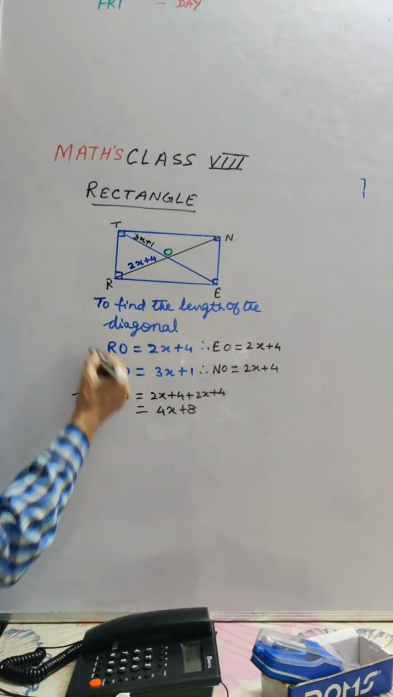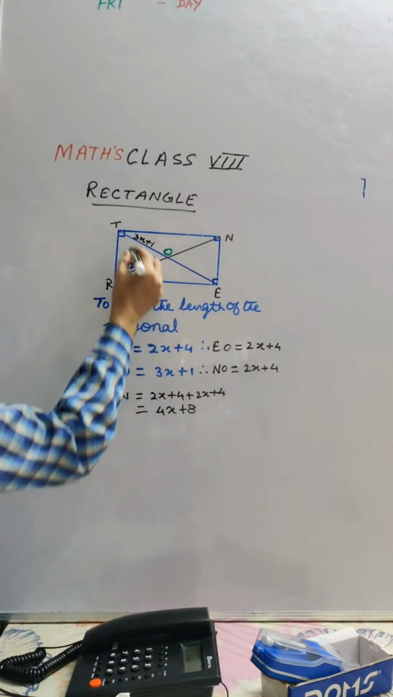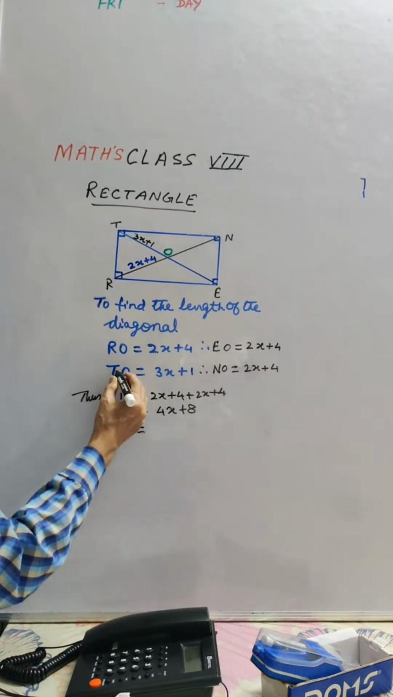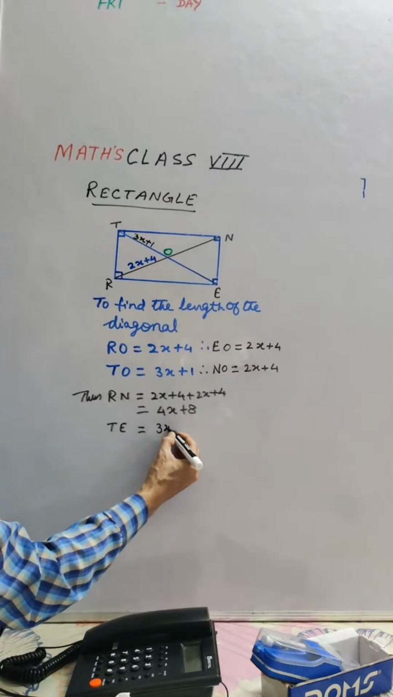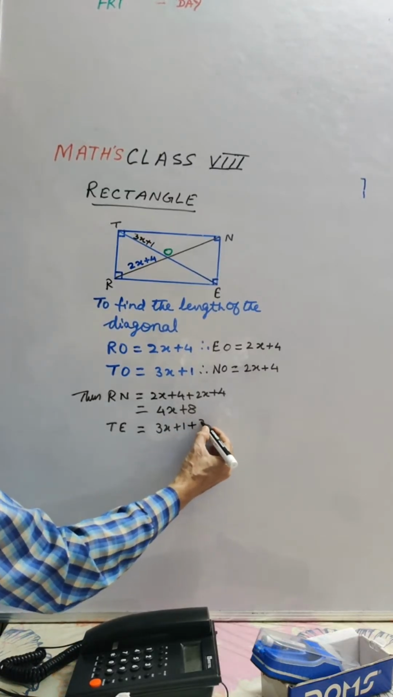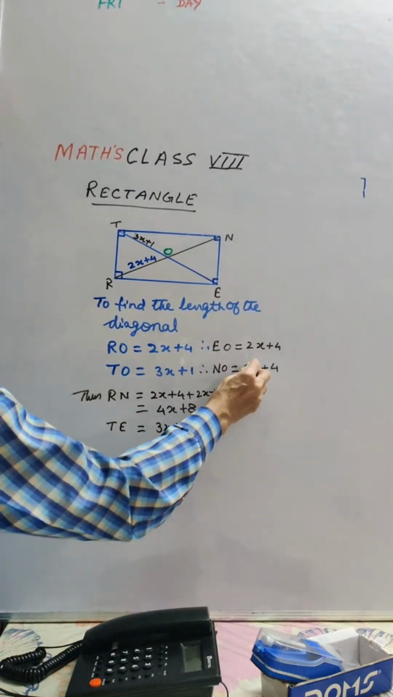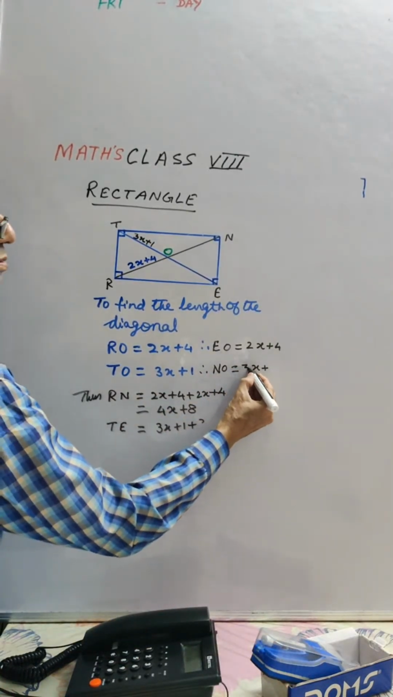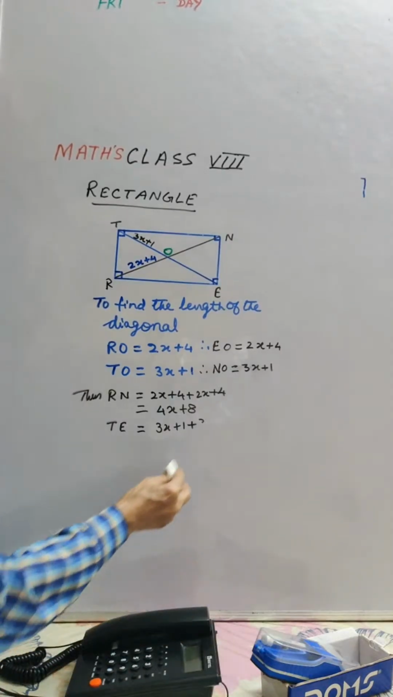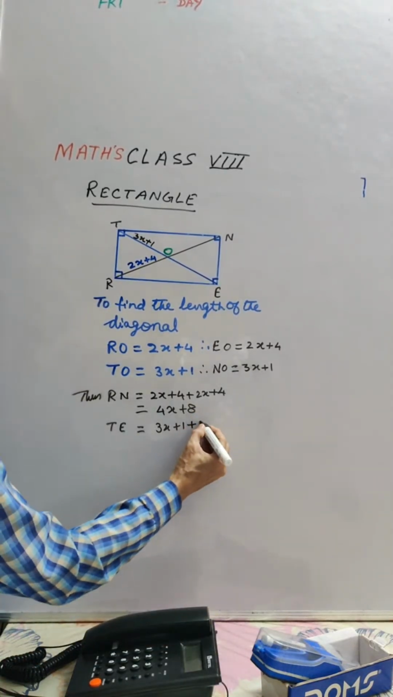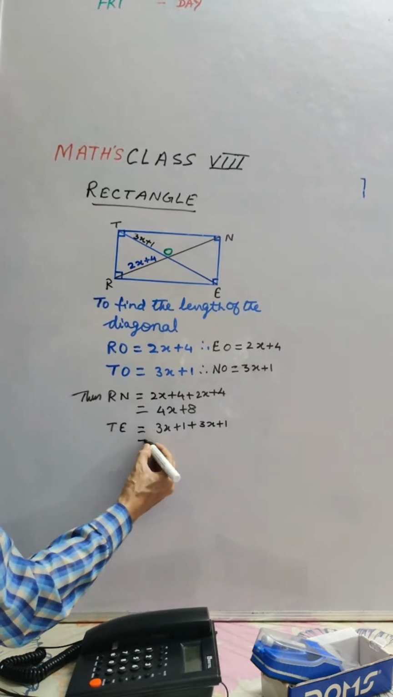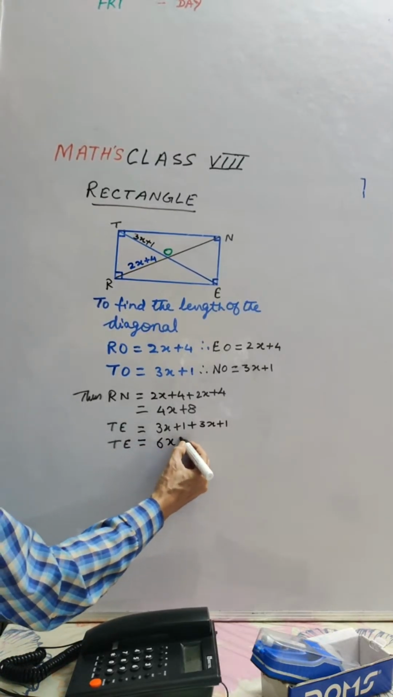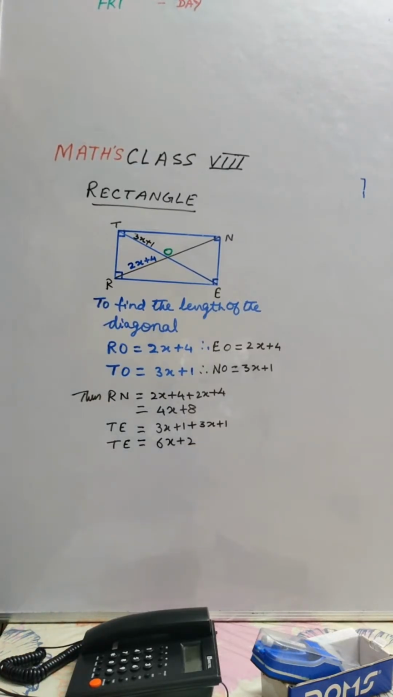Similarly, TE is equal to twice TO, that is, 3x plus 1 plus 3x plus 1. So this way TE is equal to 6x plus 2.